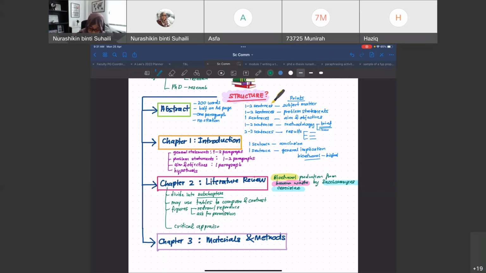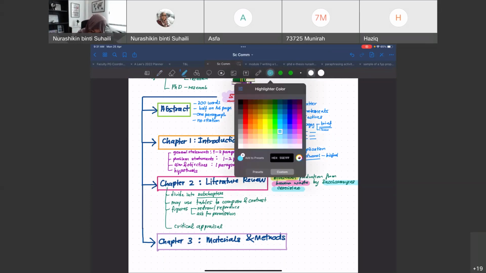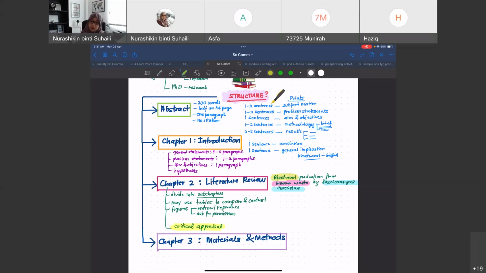So what is this? Critical appraisal. This kind of thing you have to take note of. That's why I say keep the notes that you have for this course. Critical appraisal means, of course, literature review is based on your readings of many articles, and you have to say that this reported this, that reported that. But you should also come up with your observation, your opinion. This is your own words, your own judgment. If this author said this, this author said that, so what? What is your opinion about it?